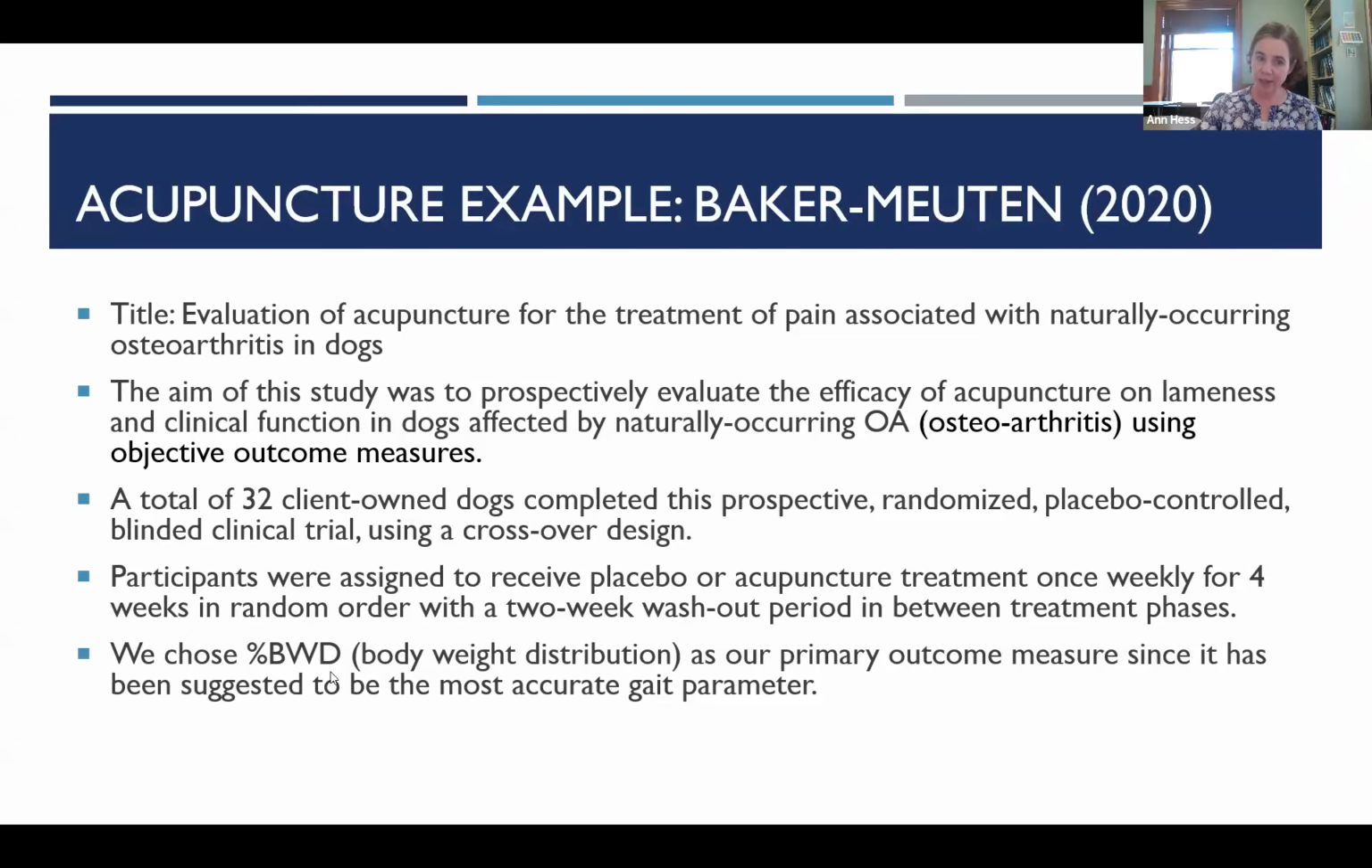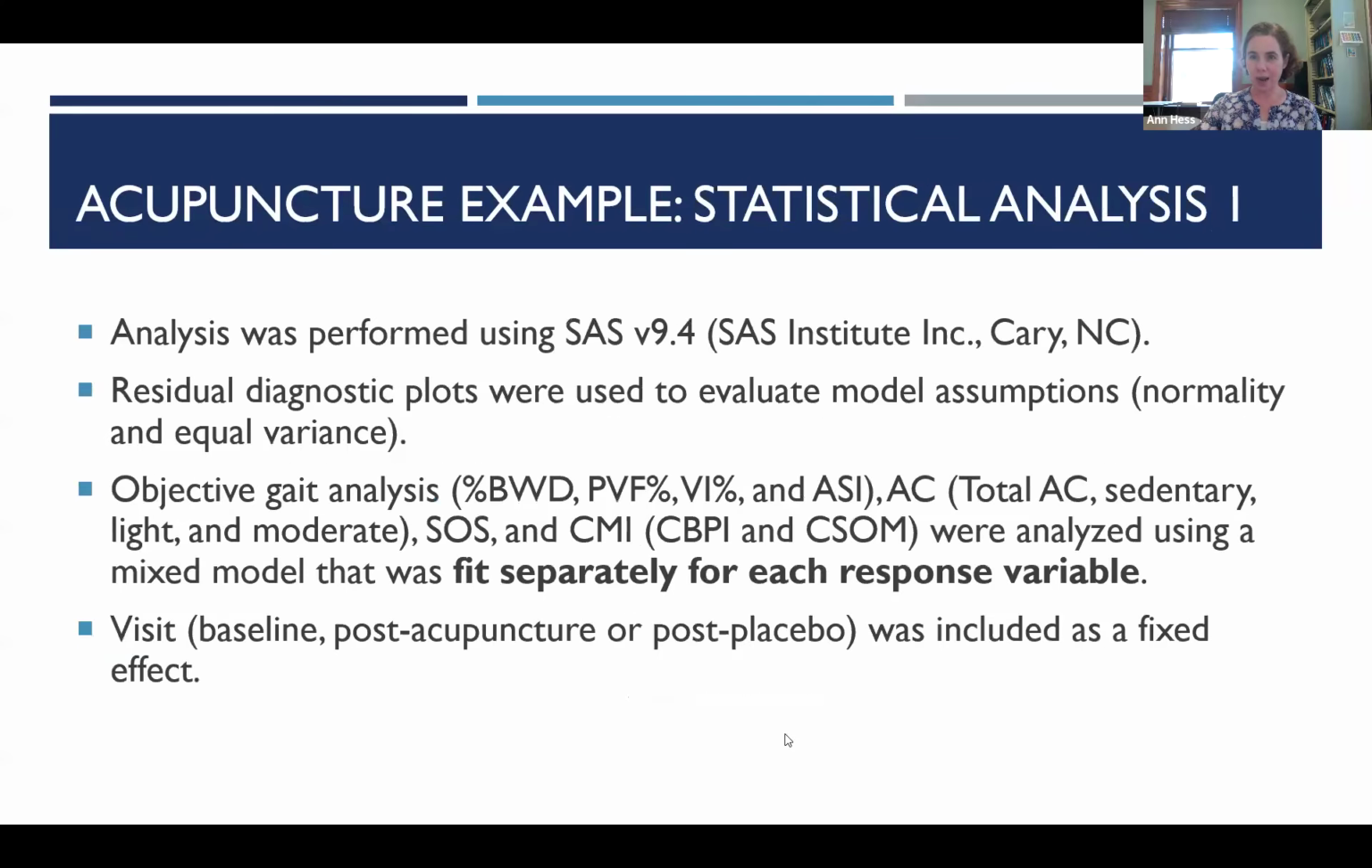So they chose percent BWD, body weight distribution, as their primary response variable. They did that because it has been suggested to be the most accurate gait parameter. So they were able to do that up front before starting the analysis. Now we're going to get into their excerpt from their methods section, focusing on statistical analysis. I tried to be as true to the published article as possible, although I definitely tried to be succinct.